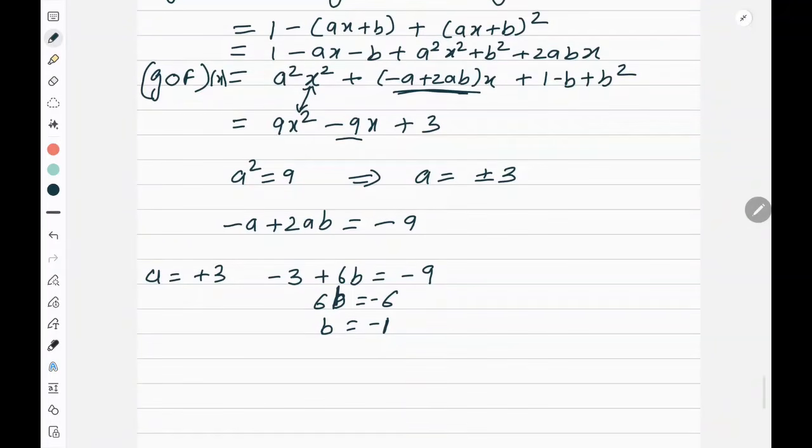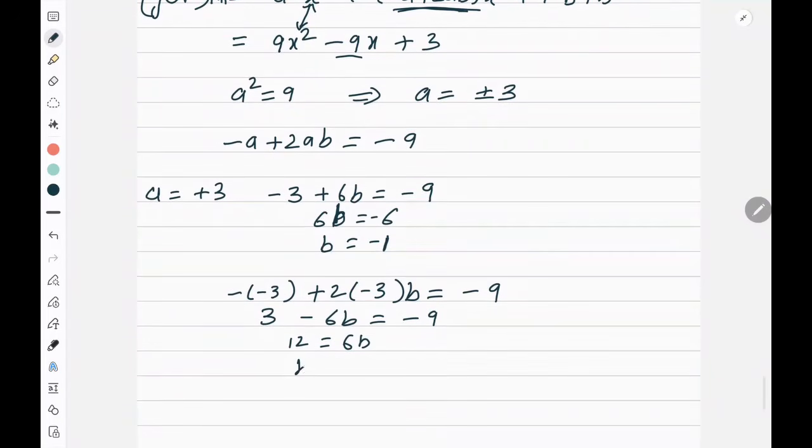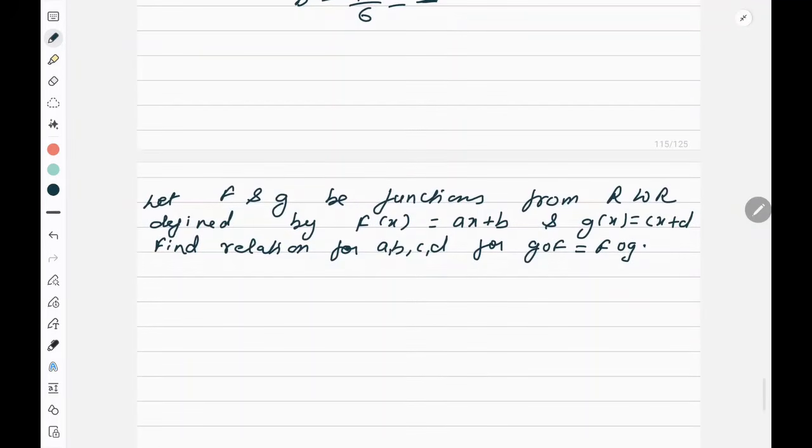Now let us take a is equal to minus 3. If I take a is equal to minus 3, so minus of minus 3 plus 2 into minus 3b is equal to minus 9. So 3 minus 6b is equal to minus 9. So 12 is equal to 6b, and b is equal to 12 by 6, which is equal to 2. So when a is equal to minus 3, the b value is 2. So these are the two possible values. Okay, so now come to the next question.